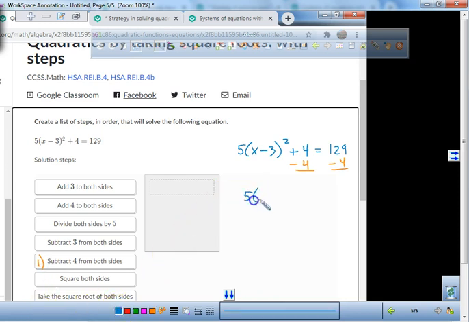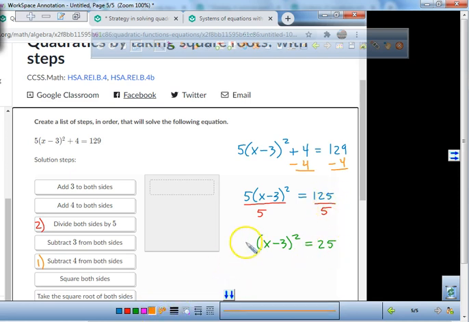Then, after I do that, I'm going to get 125 from 129 minus 4. My next step is I'm going to divide both sides by the number 5. So that's step 2. Divide both sides by 5. So that's my second step. Okay. So when I'm left, here's what I'm left with. X minus 3 squared equals 25, because 125 divided by 5 is 25.